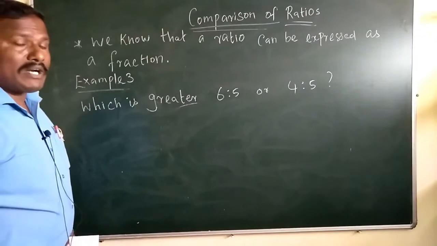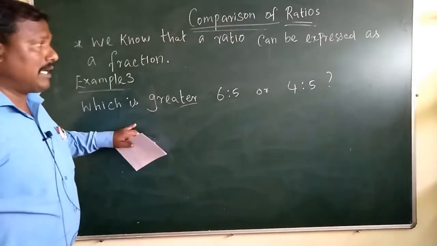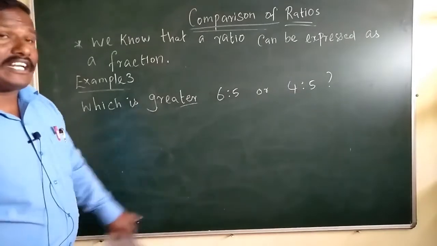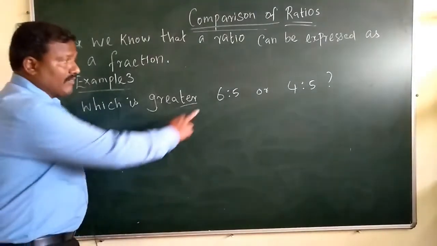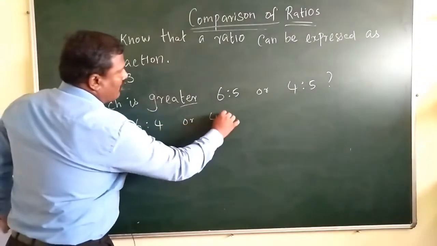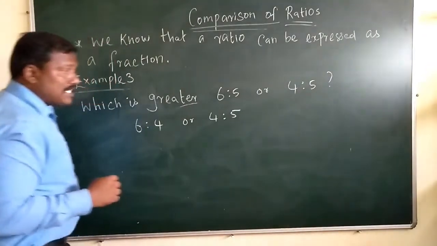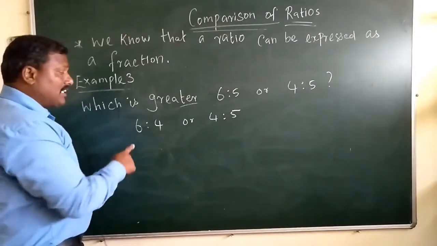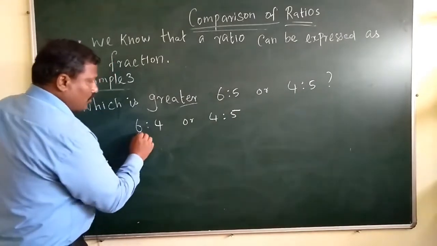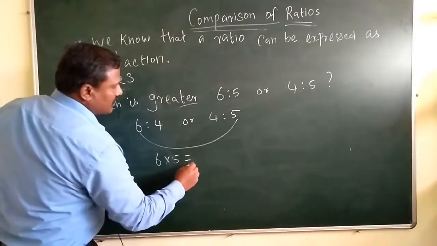Okay students, for your understanding, comparison of ratios, example 3. I am going to find out which ratio is greater. The given ratios are 6:4 or 4:5. As I told you, we multiply the first term of the first ratio with the second term of the second ratio, means 6 into 5 is equal to 6 5s are 30.